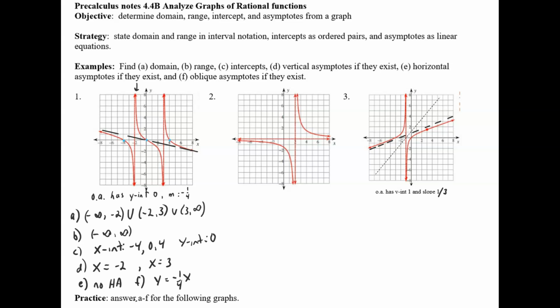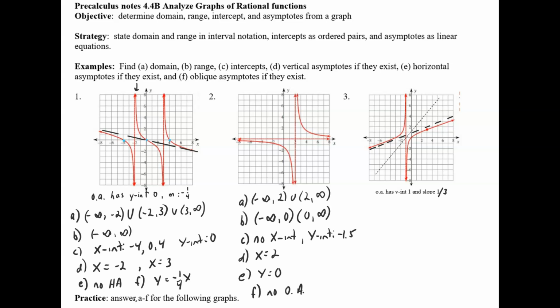Let's try analyzing the second graph. Okay, so here we have the domain is everything except for one vertical asymptote this time. So I'm going to have you pause the video and see if you can find these answers. Okay, so we're looking at a domain based on the one exclusion, not having 2, which is a vertical asymptote.